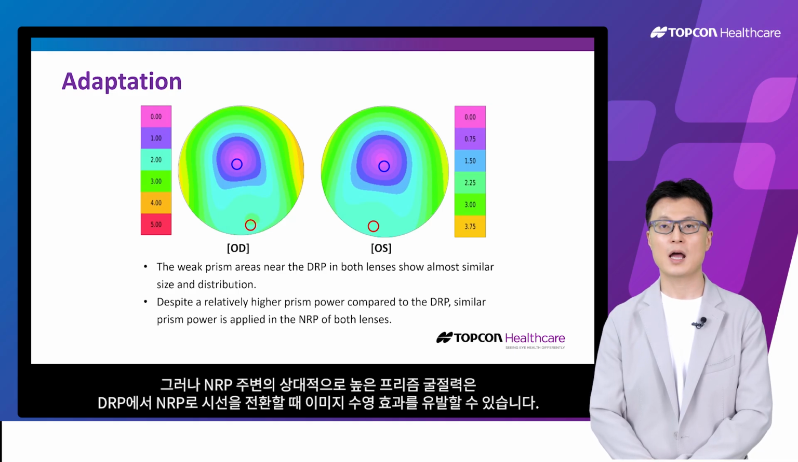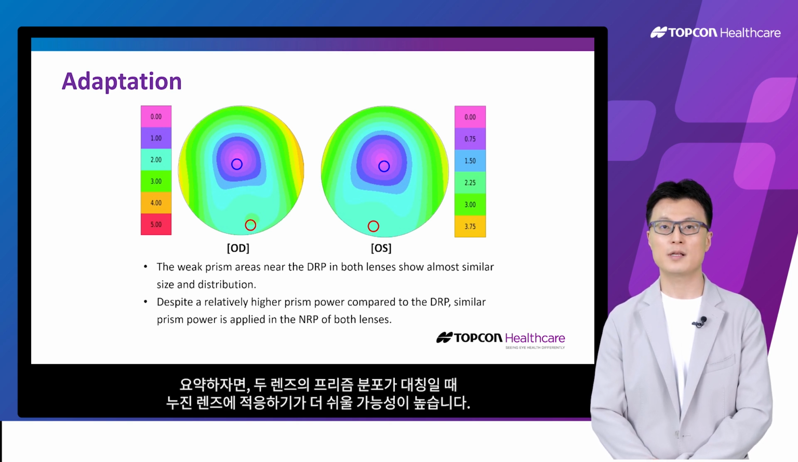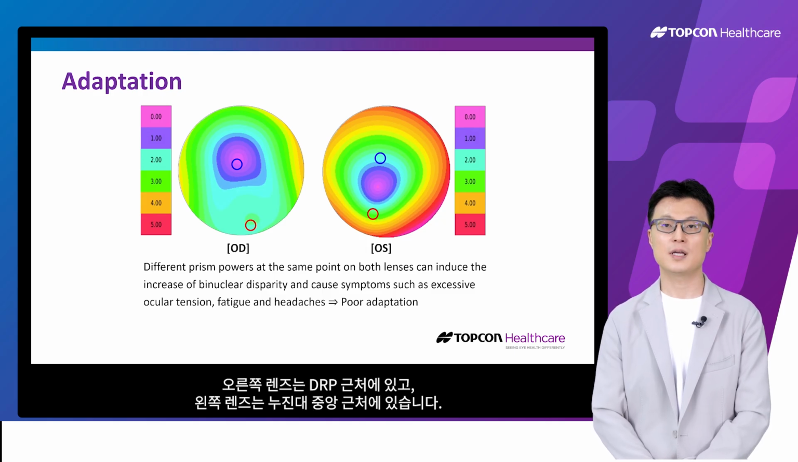However, the relatively higher prism power around the NRP area could cause the image swim effect when transitioning gaze from DRP to NRP. In summary, when the prism distribution in both lenses is symmetrical, adapting to progressive lenses is likely to be easier. The area where the prism power has weak effects are different for each lens. For the right lens, it's near the DRP, while for the left lens, it's around the center of the corridor.